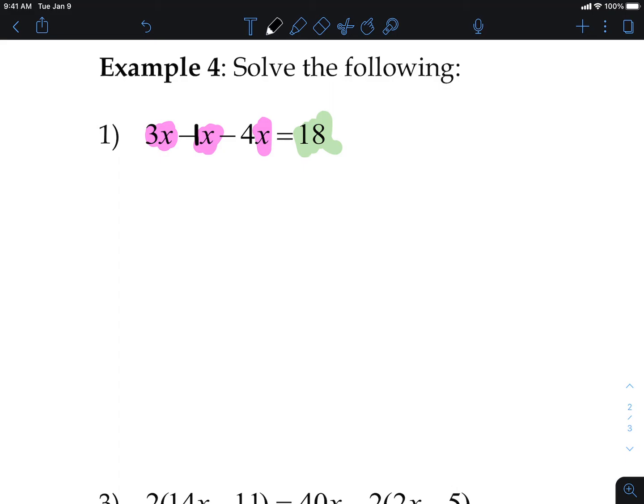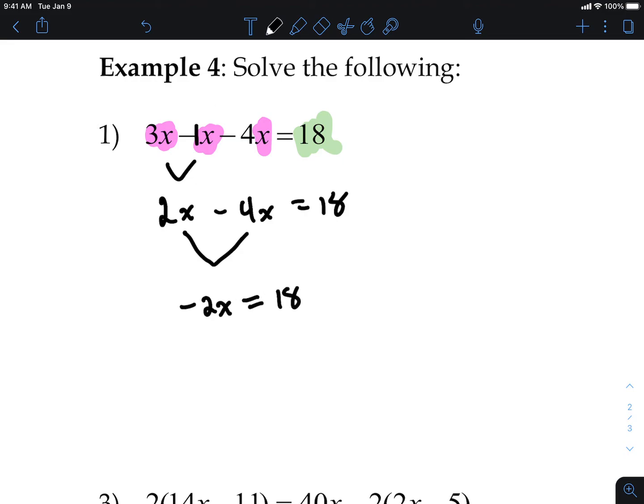3 minus 1 is going to turn into negative 2x minus 4x is equal to 18. Ever see what happened? Sorry. I gotta look. 3 minus 1 is 2, not negative 2. Okay. And then 2 minus 4 turns into negative 2x is equal to 18. Now this looks like something I can solve. I just divide both sides by the number that's up front, negative 2.